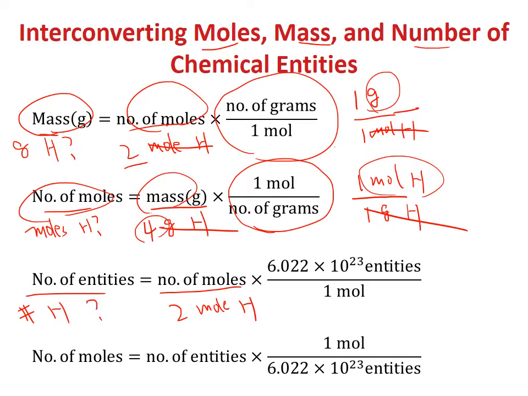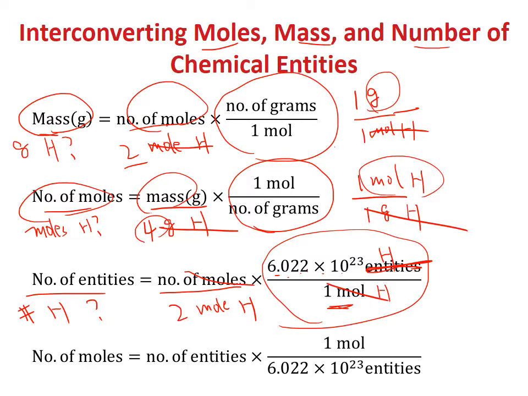Now this time we use Avogadro's number as a conversion factor, and that is 1 mole of hydrogen equals 6.022 times 10 to the 23rd hydrogen atoms. So in this case, 1 mole of hydrogen and this number of hydrogen atoms. Okay, so that's the definition of Avogadro's number. So using this conversion factor, moles cancel, and you get the number of hydrogen atoms.